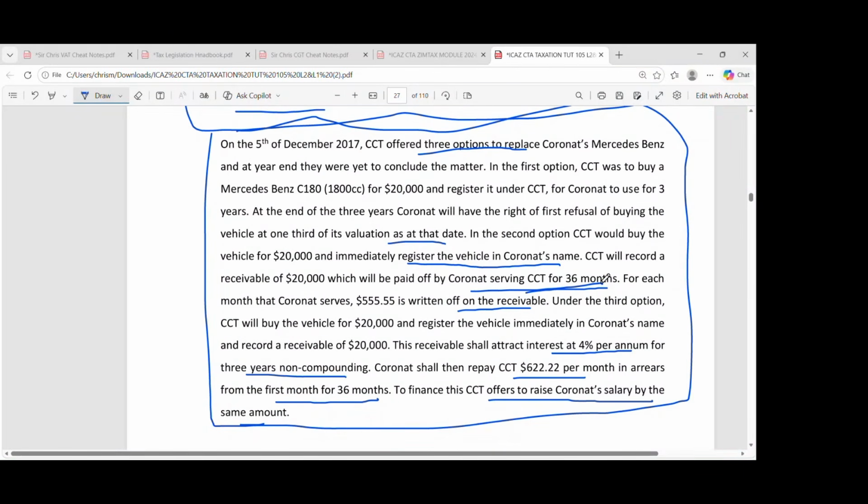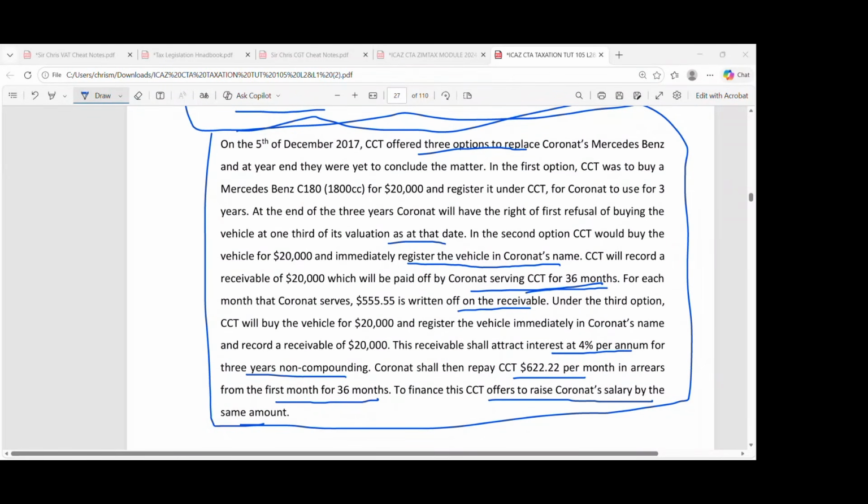So if I'm going to save, I'm an employee, it becomes remuneration. For each month that Colonat saves, 555 is written off on the receivable. So let's discuss it. Under option 2, the receipt of this vehicle is included in gross income as remuneration. Your section 81F and 81B read with your 13th schedule: this constitutes remuneration, so the receipt of the vehicle is gross income.